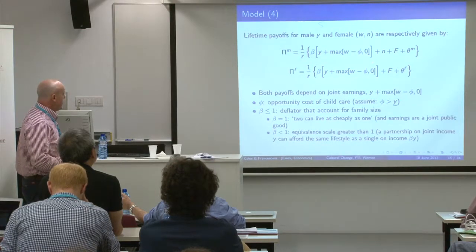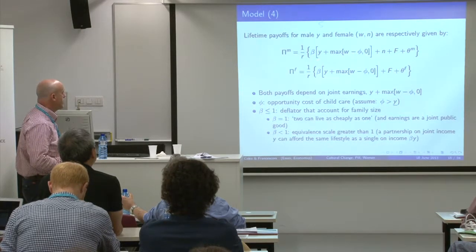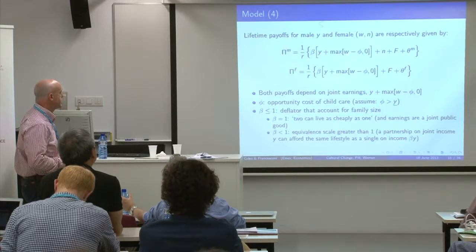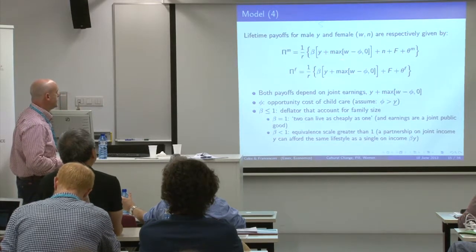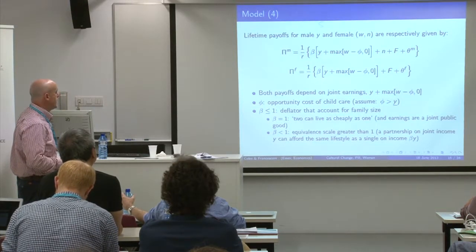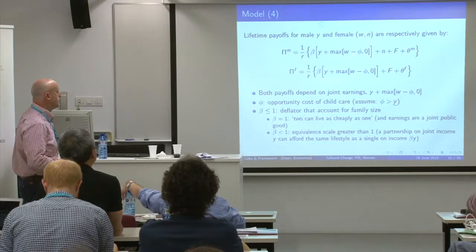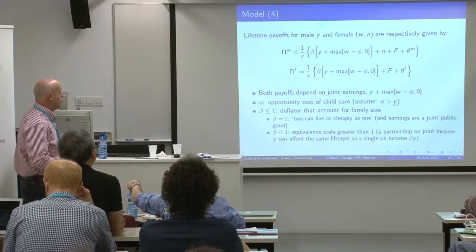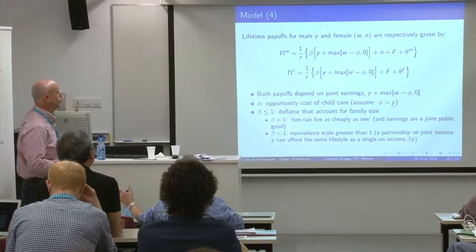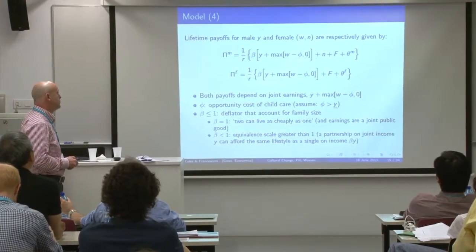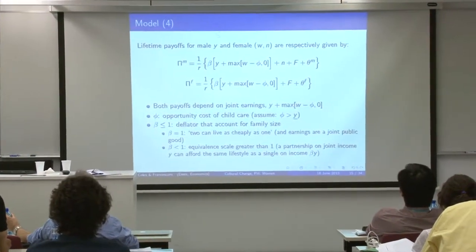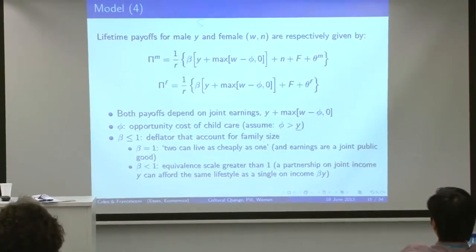This payoff will depend basically on the joint earnings, the man's earnings plus the woman's earnings, which is going to be either the total amount of earnings that she receives net of the childcare cost fee, or is going to be zero if she doesn't work.